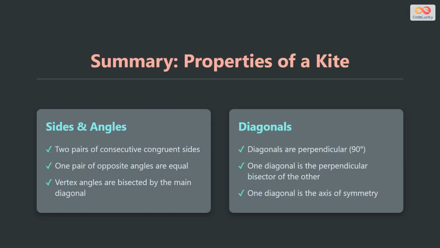To wrap up, remember that a kite is defined by its two pairs of adjacent congruent sides. It has perpendicular diagonals, one pair of equal opposite angles, and one axis of symmetry. These unique properties make it a fascinating shape to study in geometry.